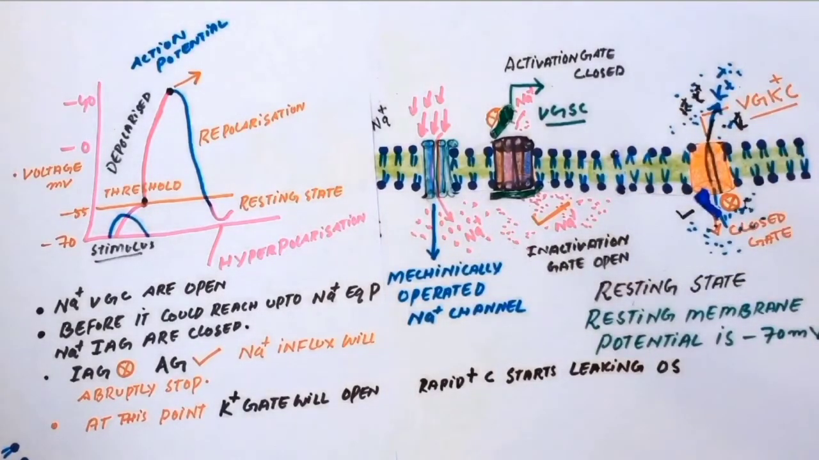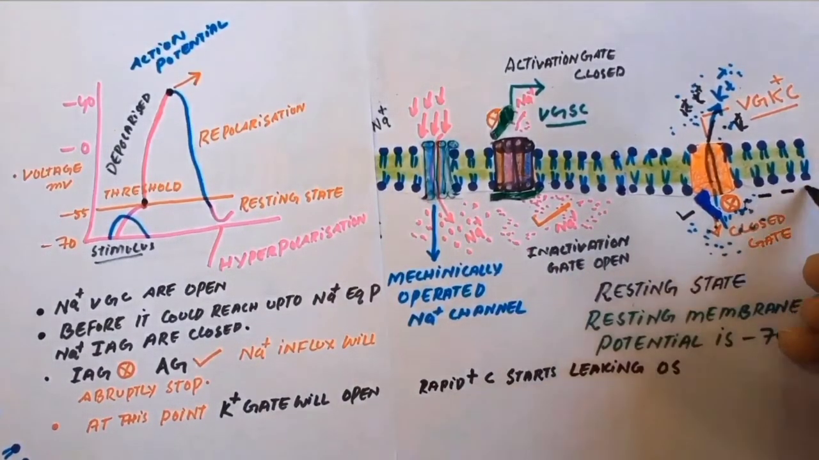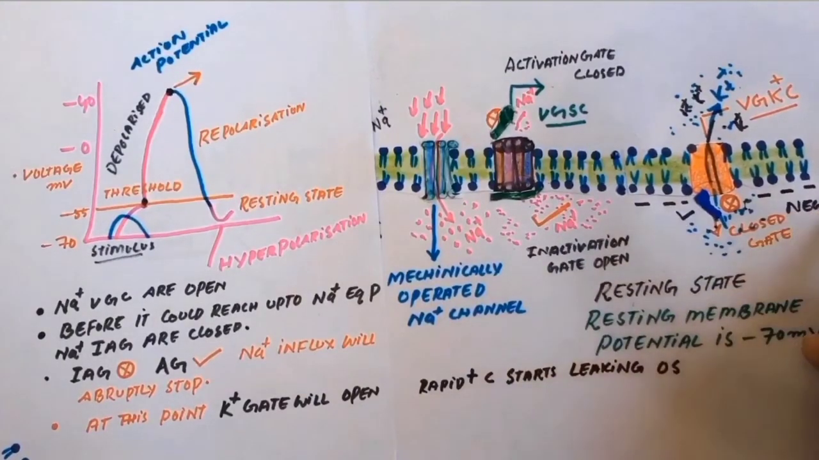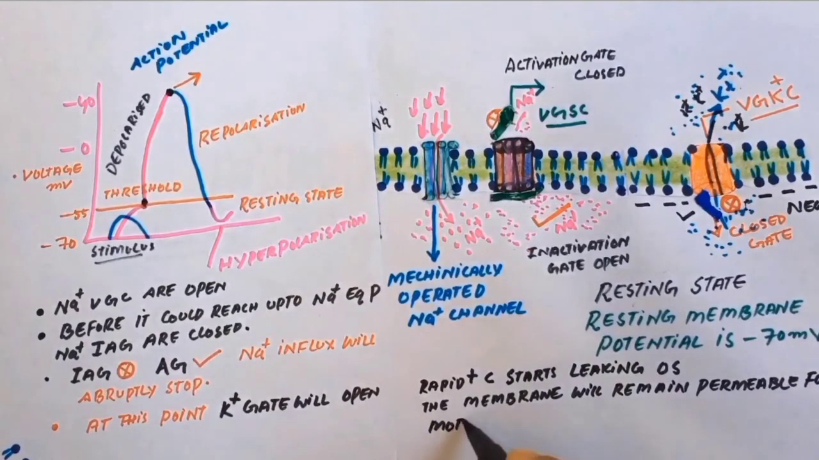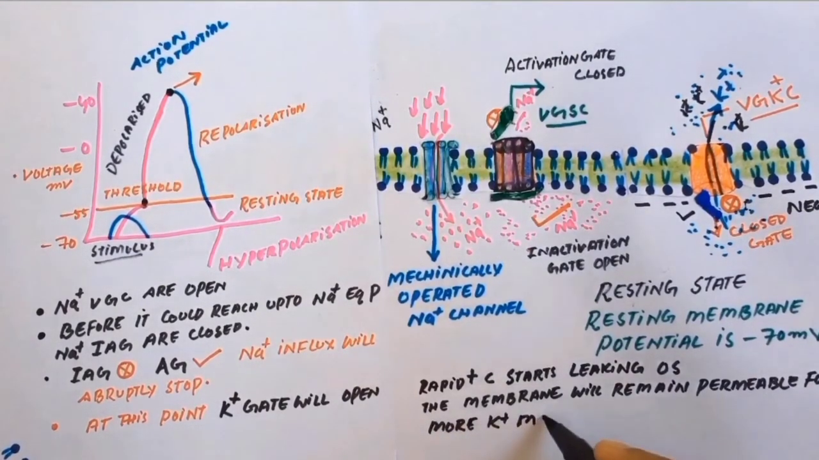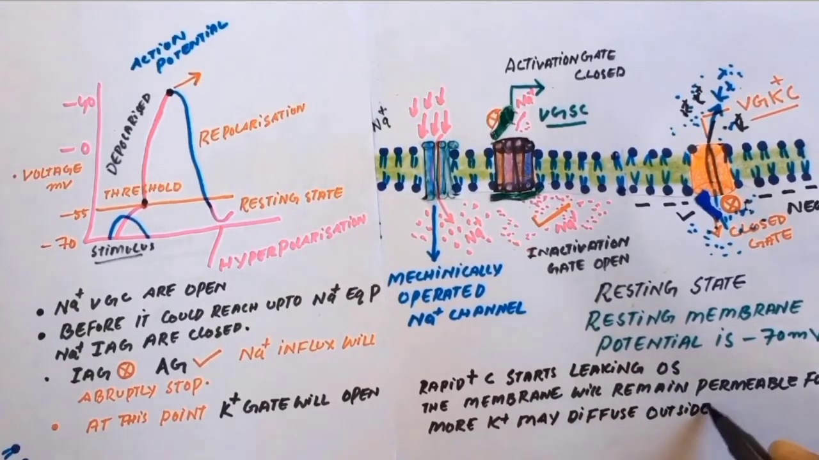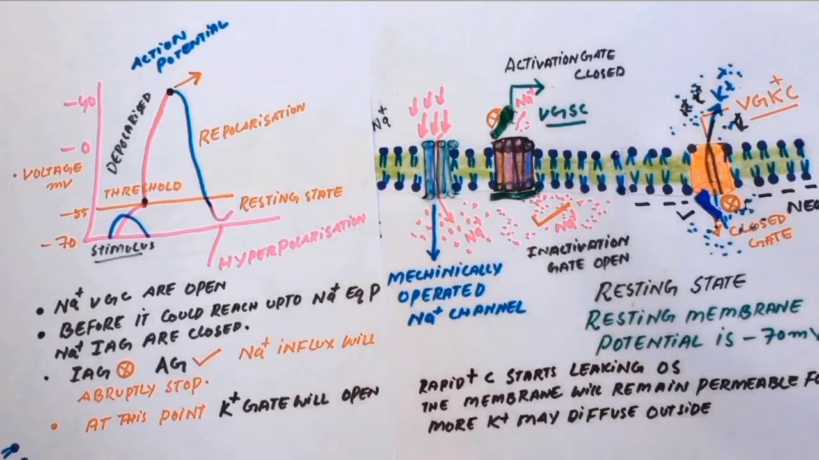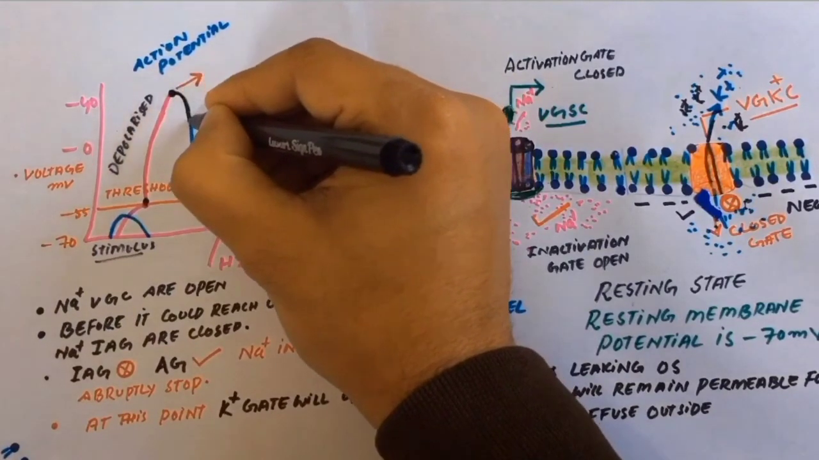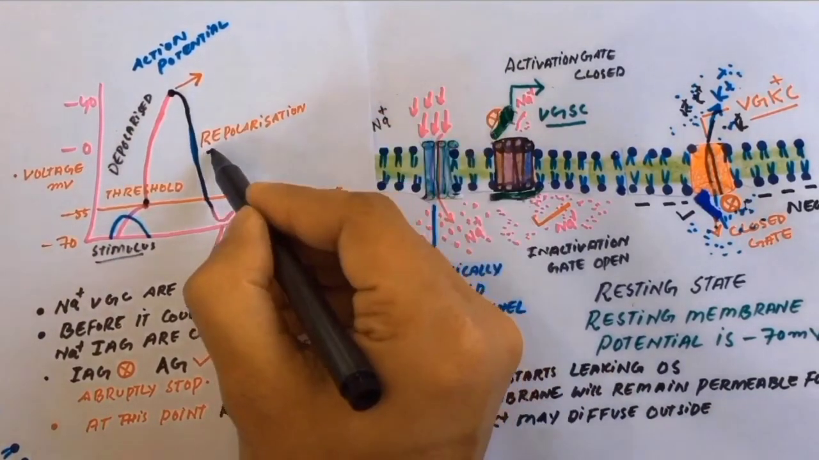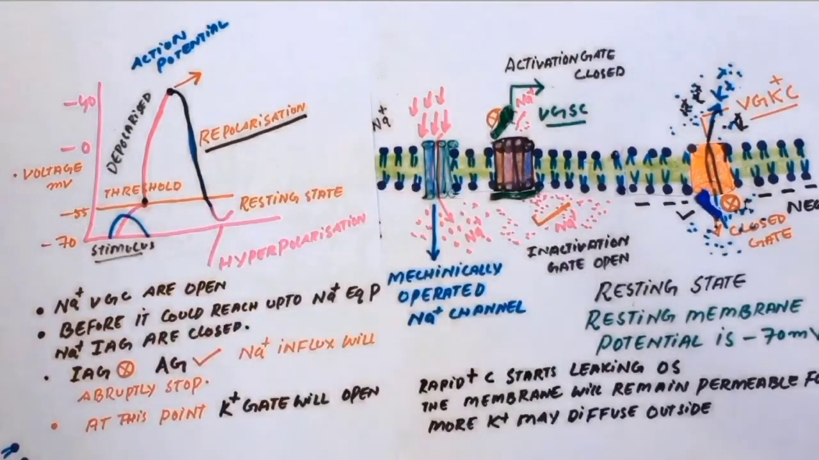the positive charges are being lost outside. The inner side will become more and more negative. The membrane will remain permeable to K positive. For more, K positive may diffuse outside. The cell may go beyond the threshold, called hyperpolarization. From that point, the cell loses its positive charge and is said to be repolarized, and this is called repolarization.